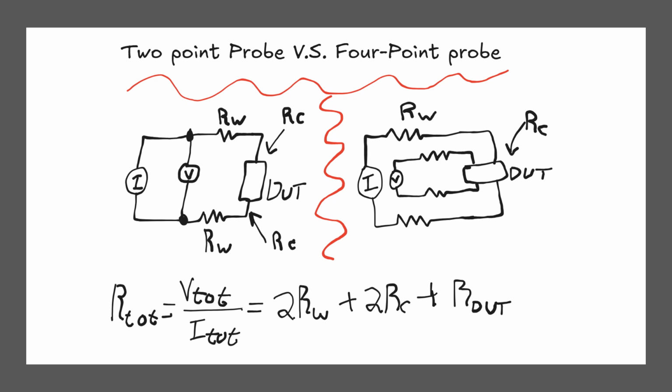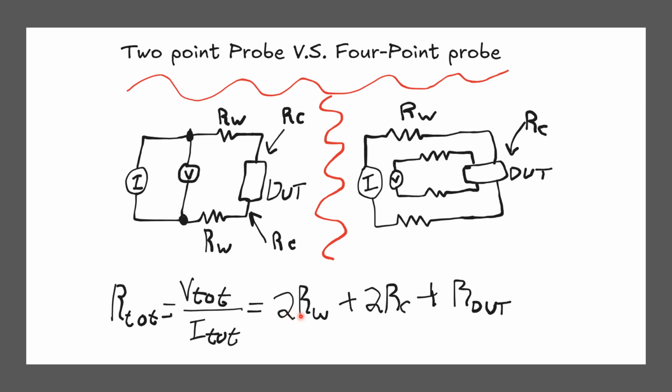Now, 2-point probe versus 4-point probe. On the left-hand side, we have two leads, and those leads contain the voltage and the current in parallel. Resistance of the wire right here also exists, while the resistance of the contact for the device under test, that's what DUT stands for, is also right here. Now, the resistance is equal to the total voltage over the total current, which is equal to 2 times the resistance of the wire plus 2 times the resistance of the contact plus the resistance of the DUT, right? And we care about the resistance of the DUT.